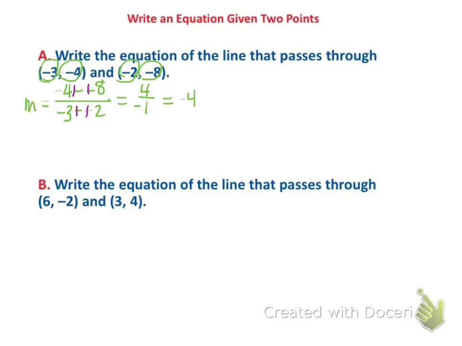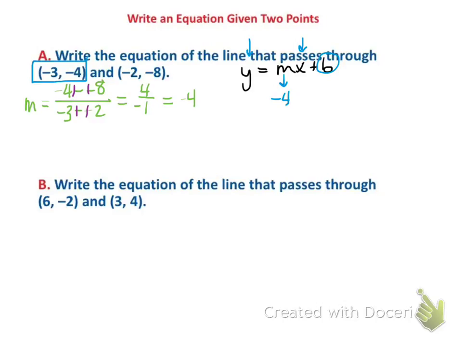So I'm going to plug in to my equation the information that I have. Remember, we're dealing with y equals mx plus b. Instead of m, I'm going to write -4. And then in order to find my b, I need to plug in an x and a y. You can pick either point, whichever one's prettier to you. This one has smaller numbers, so that's the one that I'm going to use.